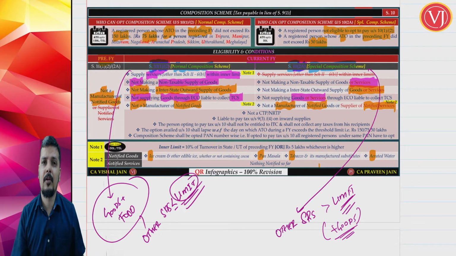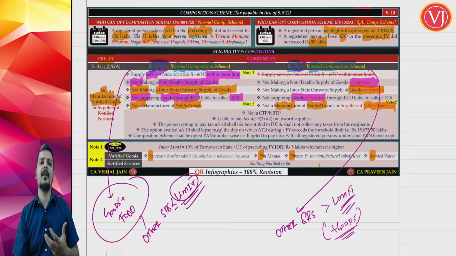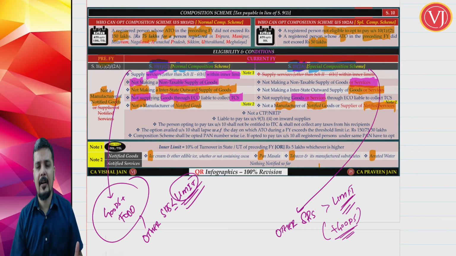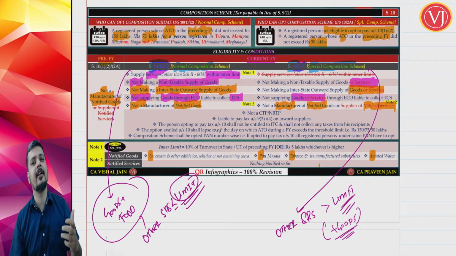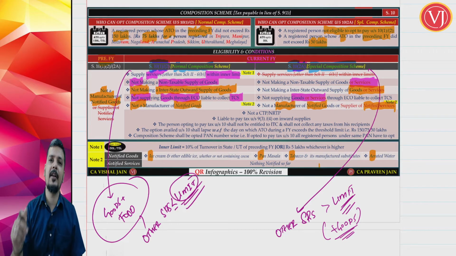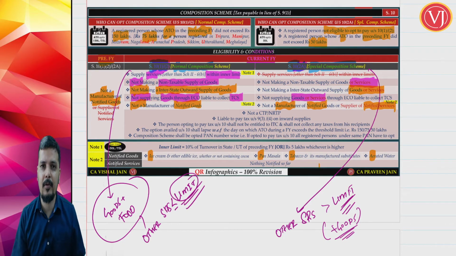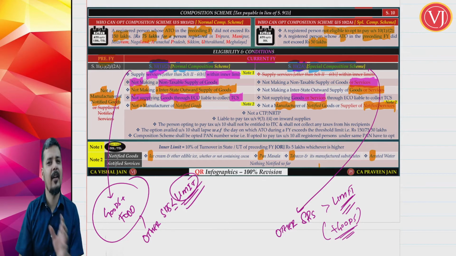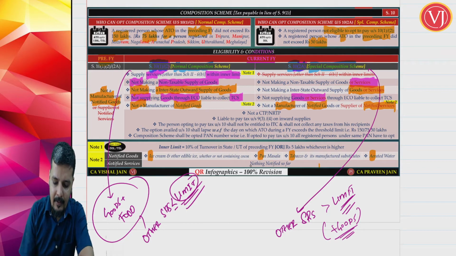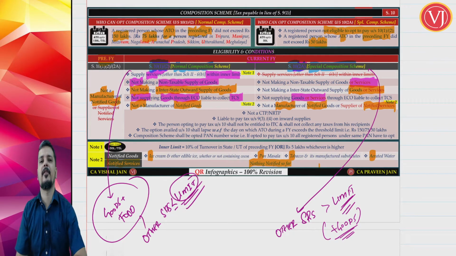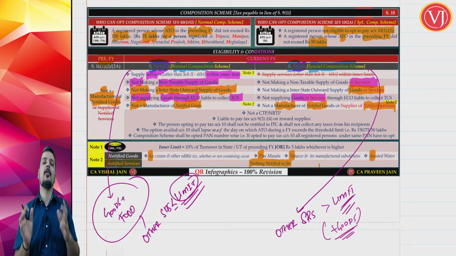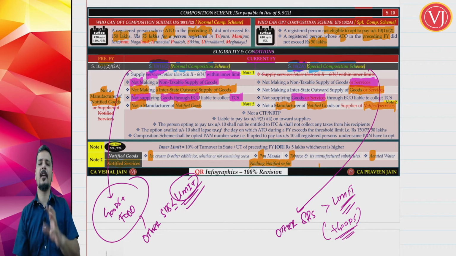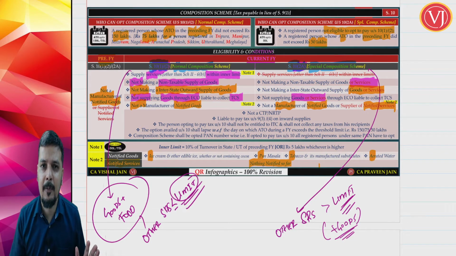In the normal composition scheme, you should not be manufacturing notified goods, both in previous year as well as in current year. In the special composition scheme, in previous year it is only manufacturing notified goods. You should not be manufacturing notified goods, nothing about services. But in current year, you should not be manufacturing notified goods as well as not be supplying even notified services. No need to remember notified services because as of now there are no notified services. So forget about notified services. In simple language, you should not be manufacturing notified goods in previous year as well as in current year, both for the normal composition scheme as well as the special composition scheme.